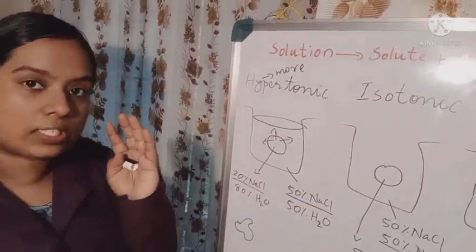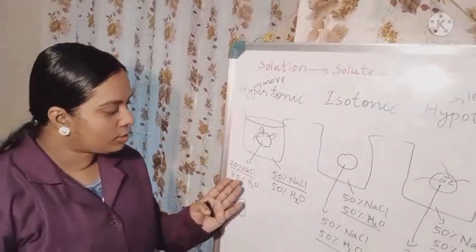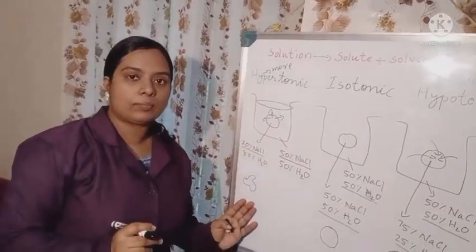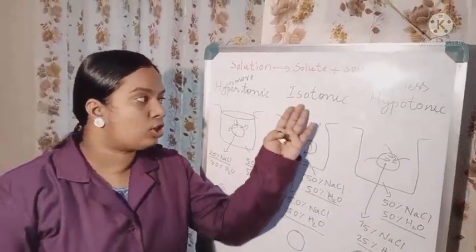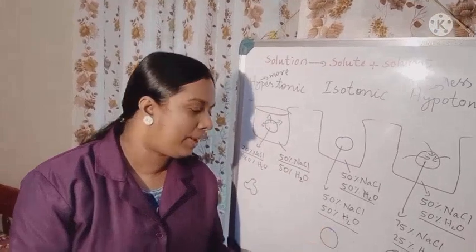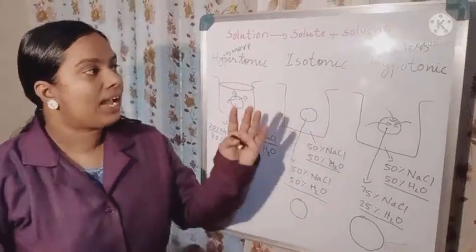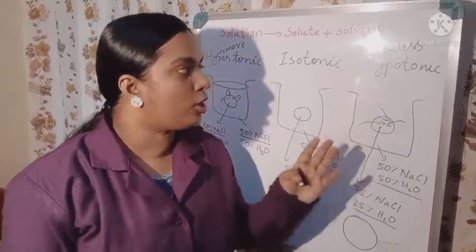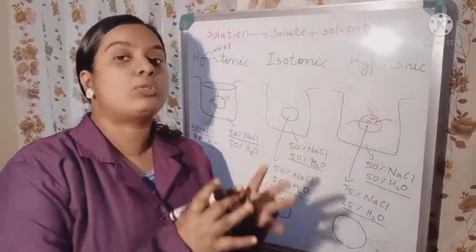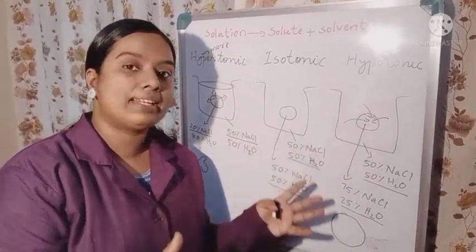So the cell kept in the hypertonic solution will shrink. If the cell is kept in isotonic solution, nothing will happen. There is no change for the shape of the cell. If the cell is kept in hypotonic solution, the cell will start to swell. The size will be increased.